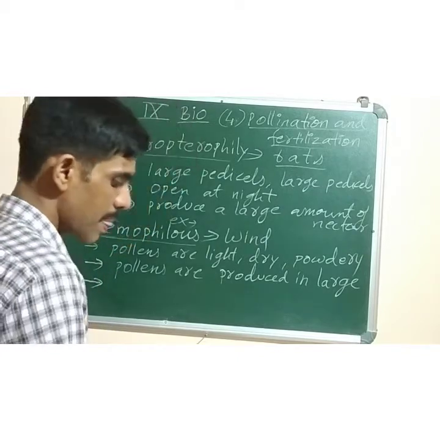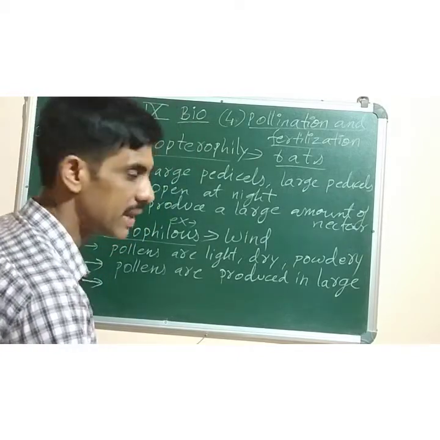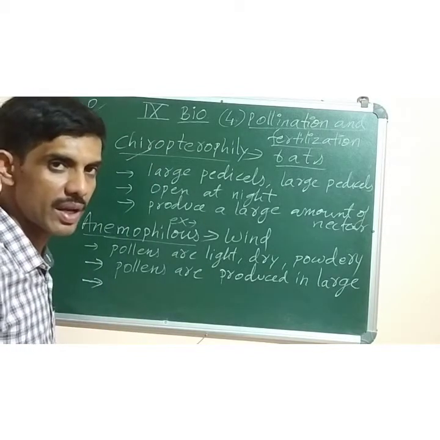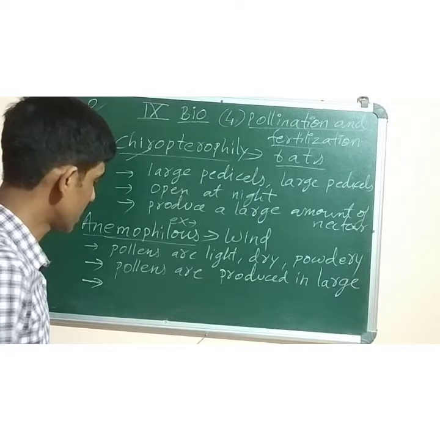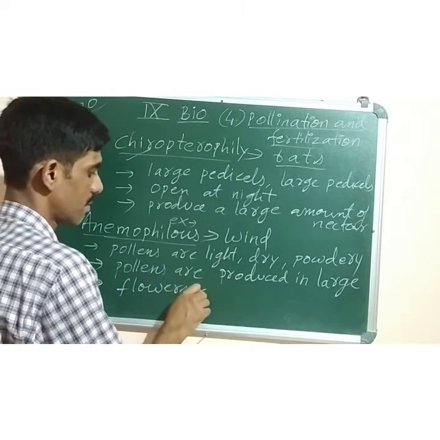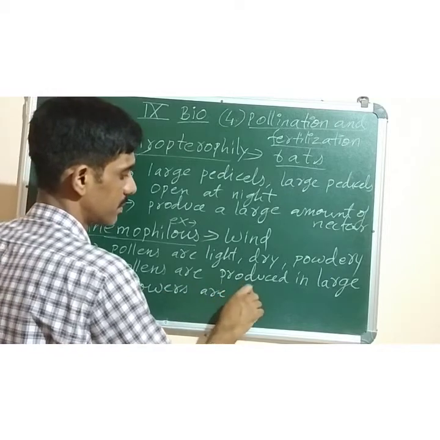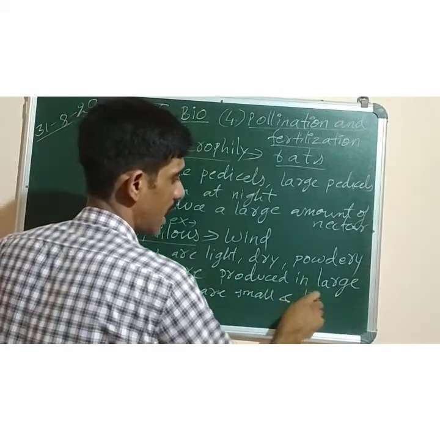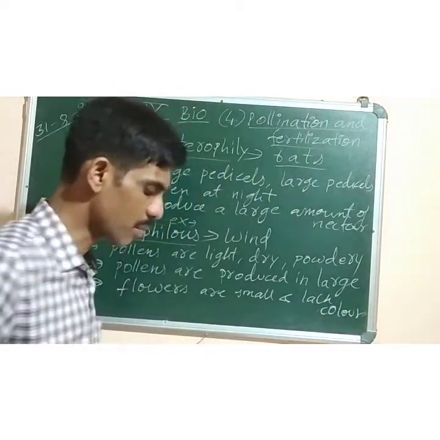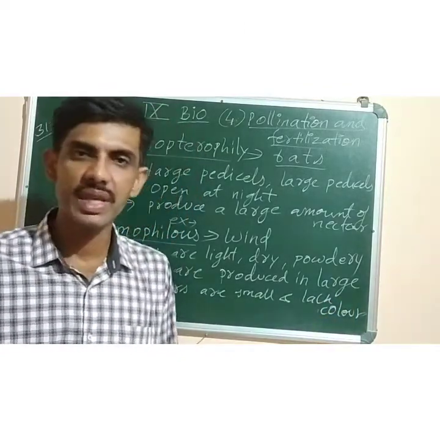And next, the flowers are small and they lack bright colors, because wind will not get attracted by the color of the flowers. So flowers are small and lack colors. Bright colors are not there. Then some more are there. They do not produce scent and nectar.